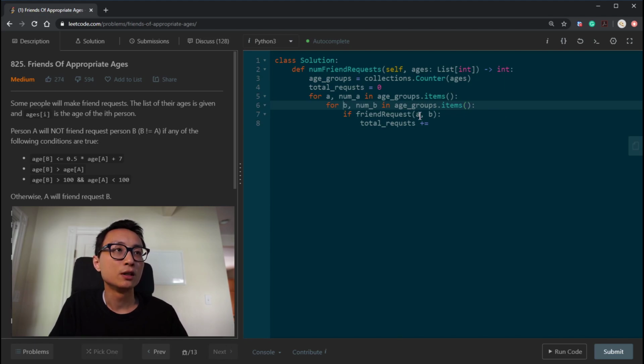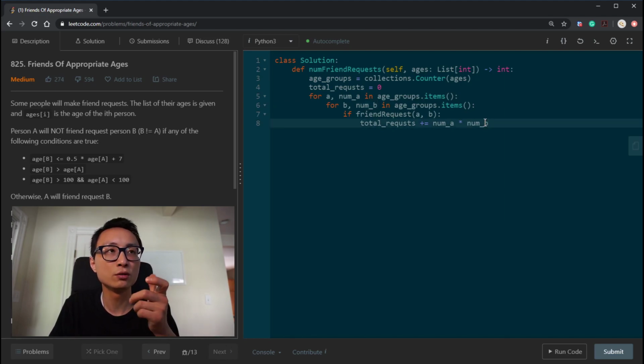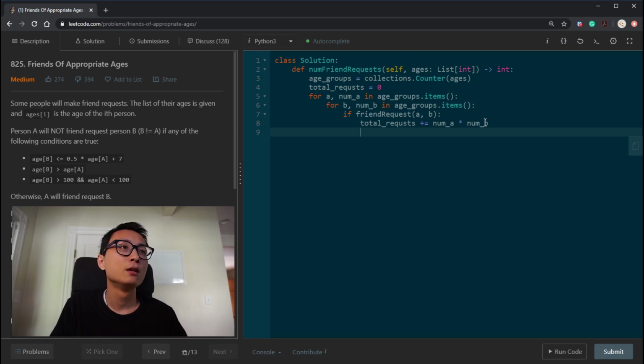So if the person with age A would make a request to a person with age B, just based on the age number alone, and we determine that's true, then we're gonna have this amount of friend requests among these two age groups, age pairs. The only thing that we need to take care of is if they are the same age. That means we want to exclude the self requests that are generated by doing this.